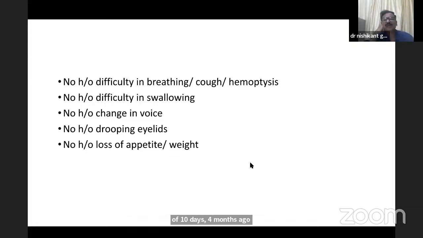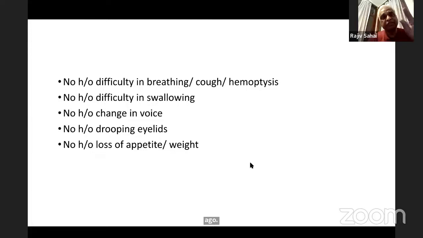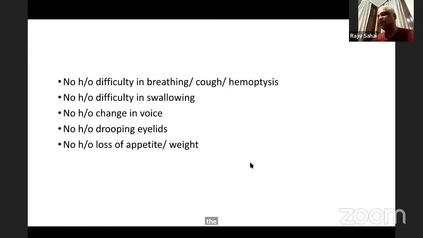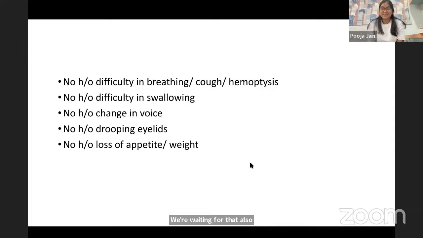Okay, Dr. Puja, in tubercular cervical lymph nodes, do you get a typical history of tuberculosis? Clinical features of tuberculosis? No, sir. That should have been your answer: I still think of tuberculosis in spite of these things not being there, because they're not common in cervical lymph nodes due to tuberculosis. We're waiting for that answer. Okay, sir.